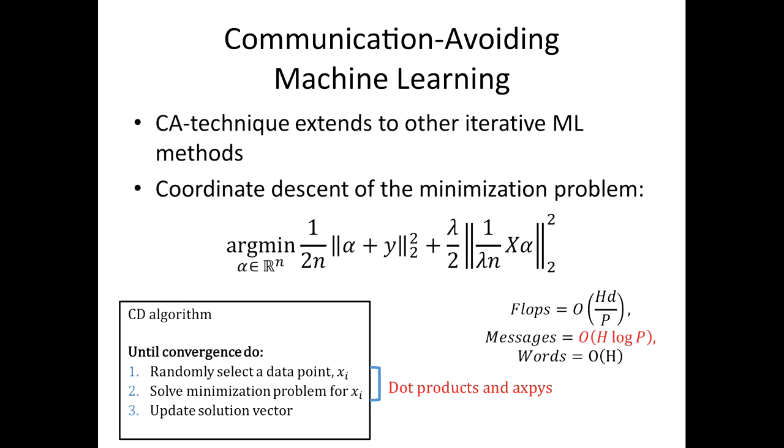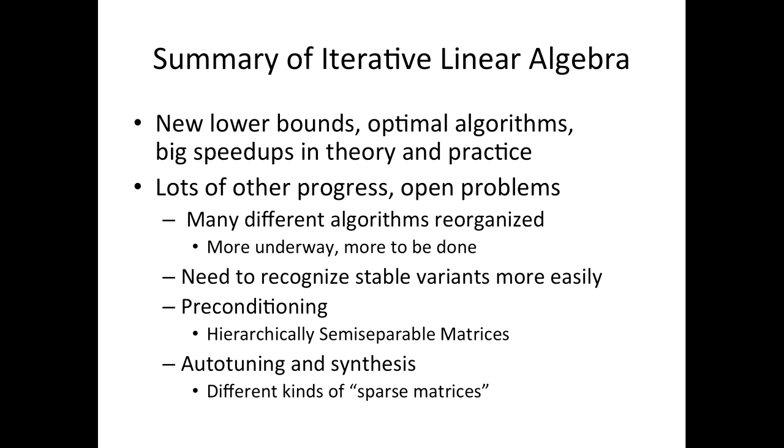So all of this extends to machine learning. If you want to hear about how to make machine learning algorithms run faster using the same ideas for coordinate descent, we've just started working on that, and many of the same ideas apply. To summarize, there are new lower bounds, optimal algorithms, big speed-ups, and there's still lots of work to do, especially with preconditioners. I won't have time to say how all this extends to non-volatile memory, but when writes are much more expensive than reads, you have to get new lower bounds on writes, which are smaller, and optimize that separately, and we can do that.